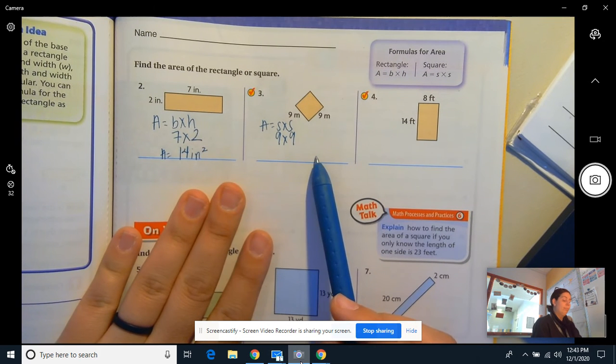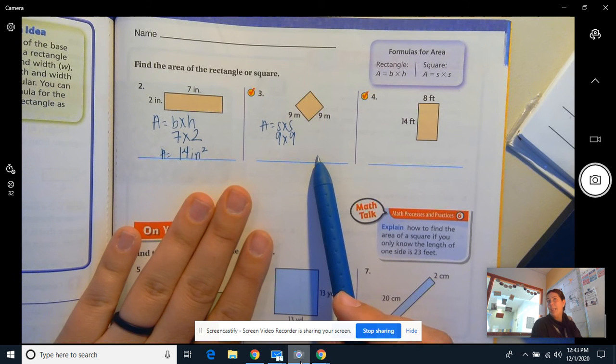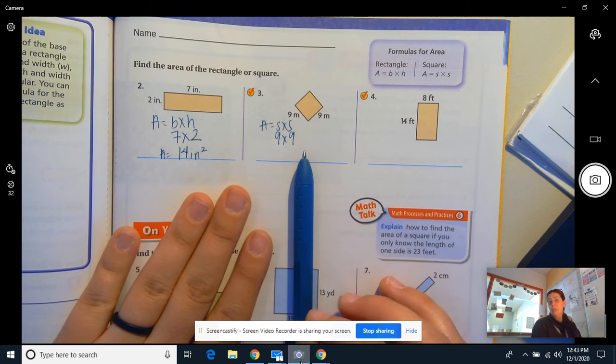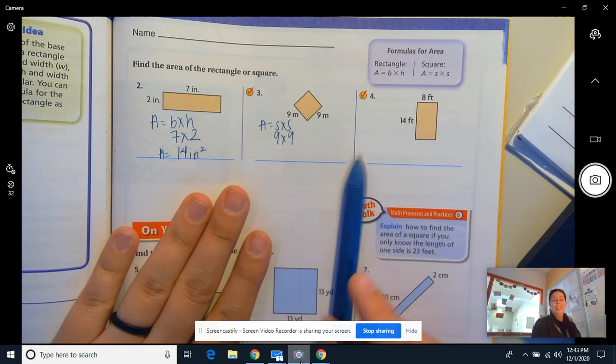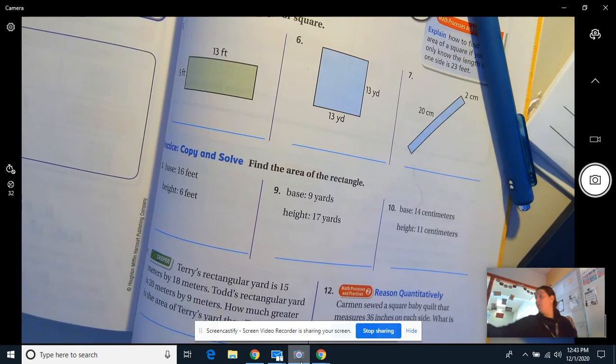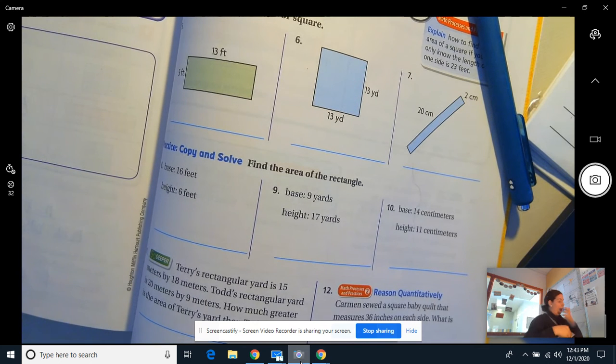But how did I keep on getting 81? That's because 9 times 9 is 81. Oh. I'm going to scoot this up and blow my nose real quick. When I'm done blowing my nose, I'll go over them.